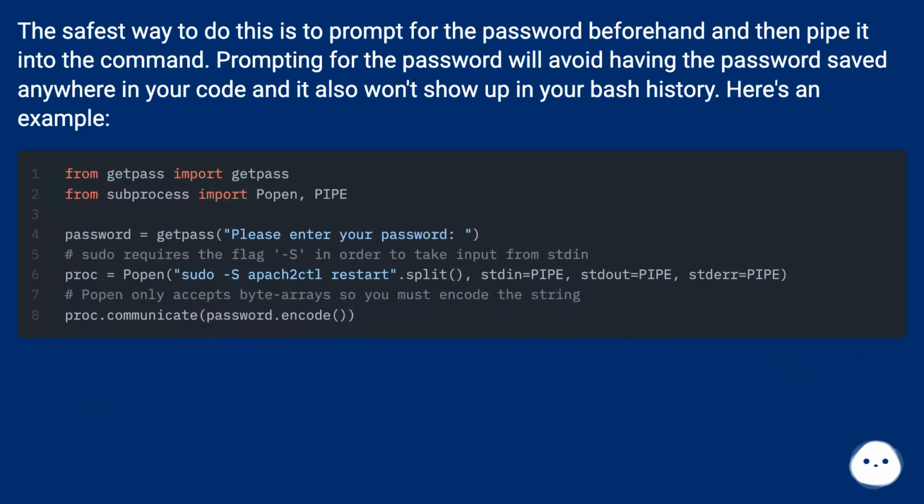The safest way to do this is to prompt for the password beforehand, and then pipe it into the command. Prompting for the password will avoid having the password saved anywhere in your code, and it also won't show up in your bash history. Here's an example.